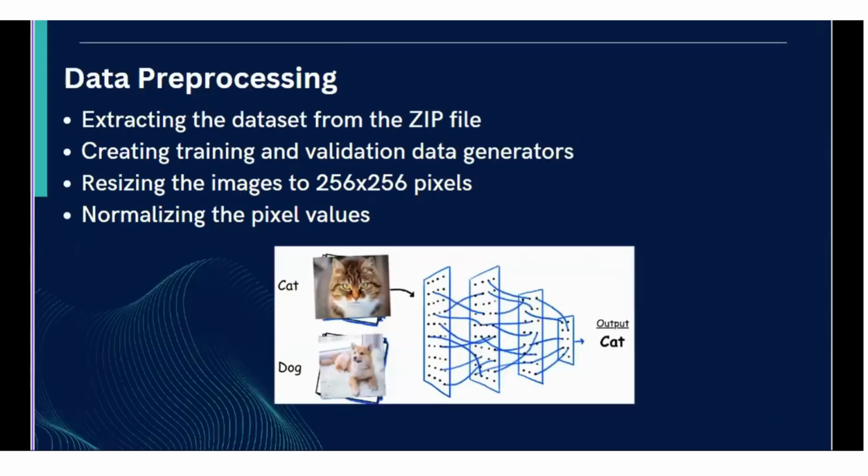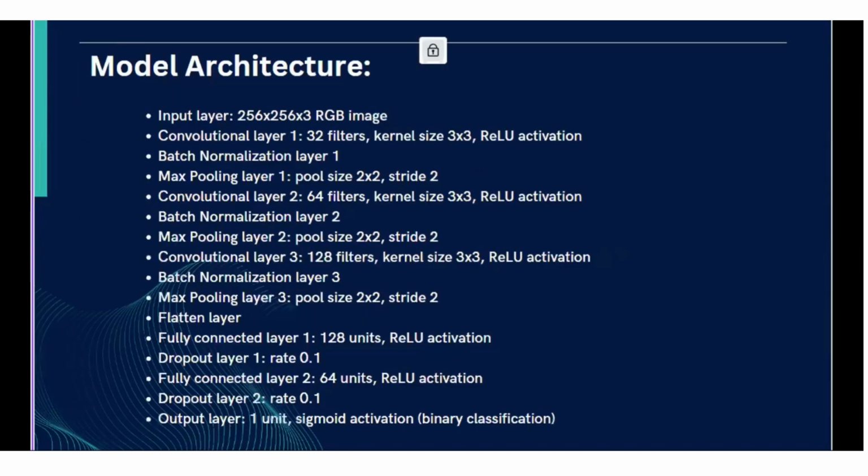Data processing. In this program, the data from Kaggle was put in a zip file, and it was later extracted, and validation was done through training and generator models. Here the image is resized to 256 by 256 pixels and normalized. After all of these layers, we get the output.